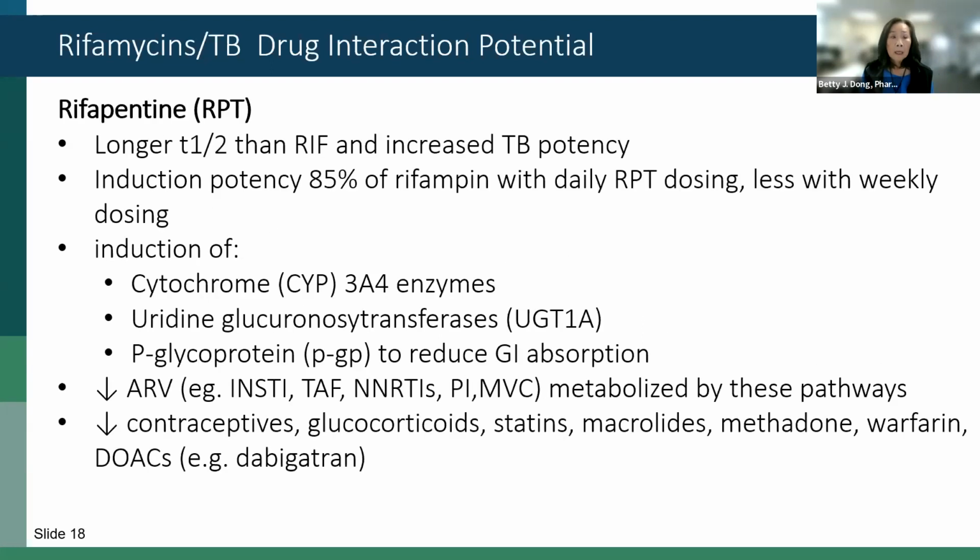Now, what about rifapentine? In terms of TB treatment, it can either be given weekly or daily. Based on some of the pharmacokinetic data that we've looked at, its induction potency is close to that of rifampin with daily dosing. Some laboratory data indicate 85% of the potency of rifampin, and some others are really equal to rifampin. But when we do weekly dosing, we see fewer drug interactions, but we're still going to see interactions with all three systems.